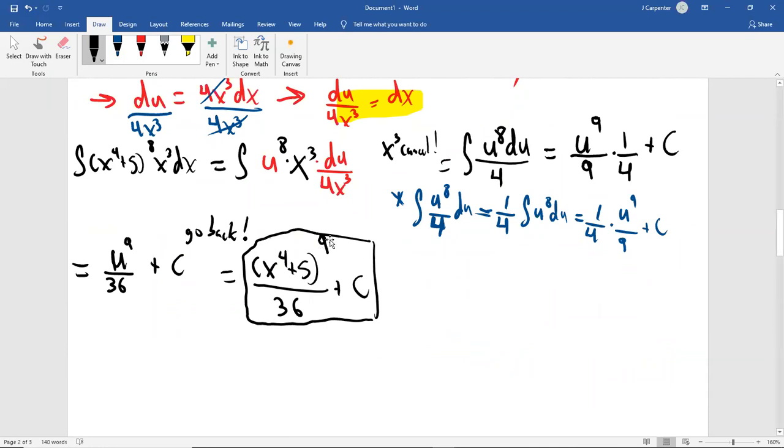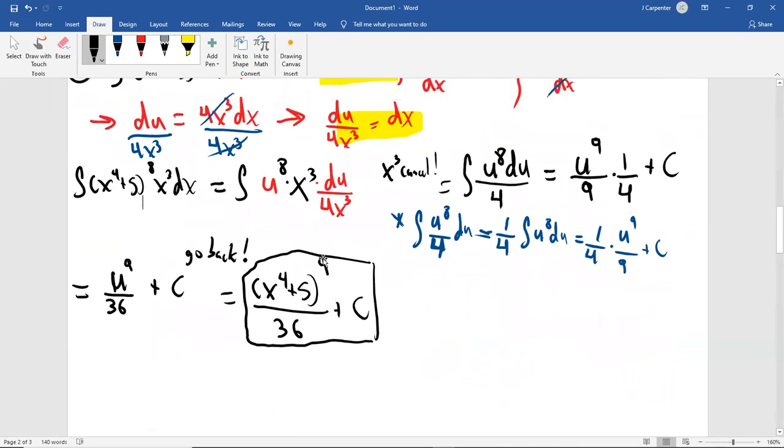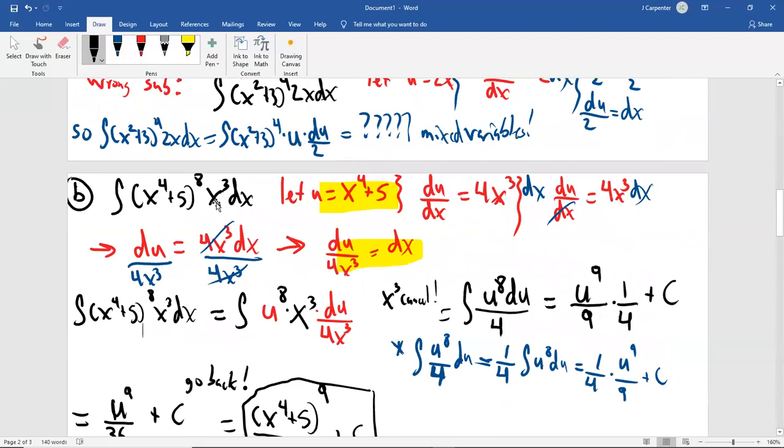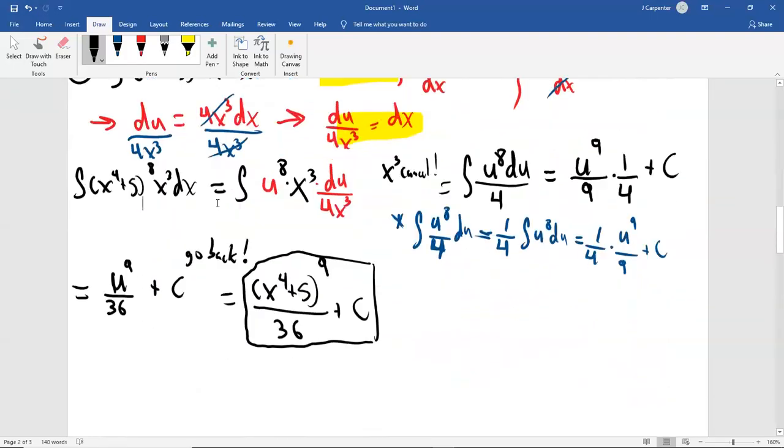If you took the derivative of this, the 9 would go out front, the 9 would reduce it to 36 and give you a 4 in the bottom. This would be raised to the 8th power, but then you got to multiply by the derivative of the inside. The derivative of x to the 4th plus 5 is 4x to the 3rd. That 4 would cancel with the 4 that's in the bottom, and you have your x to the 3rd to the side. It does, in fact, work.